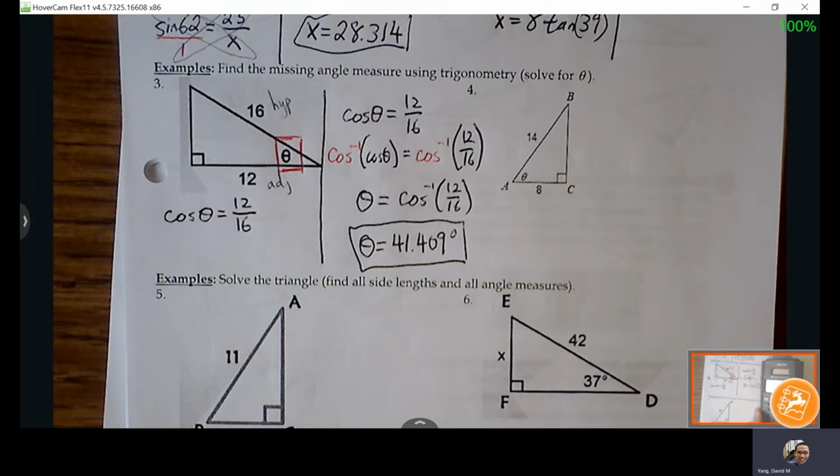Okay, any questions there? Okay, so can you guys try number 4? See if you can set up your equation. It can be very similar to number 3.